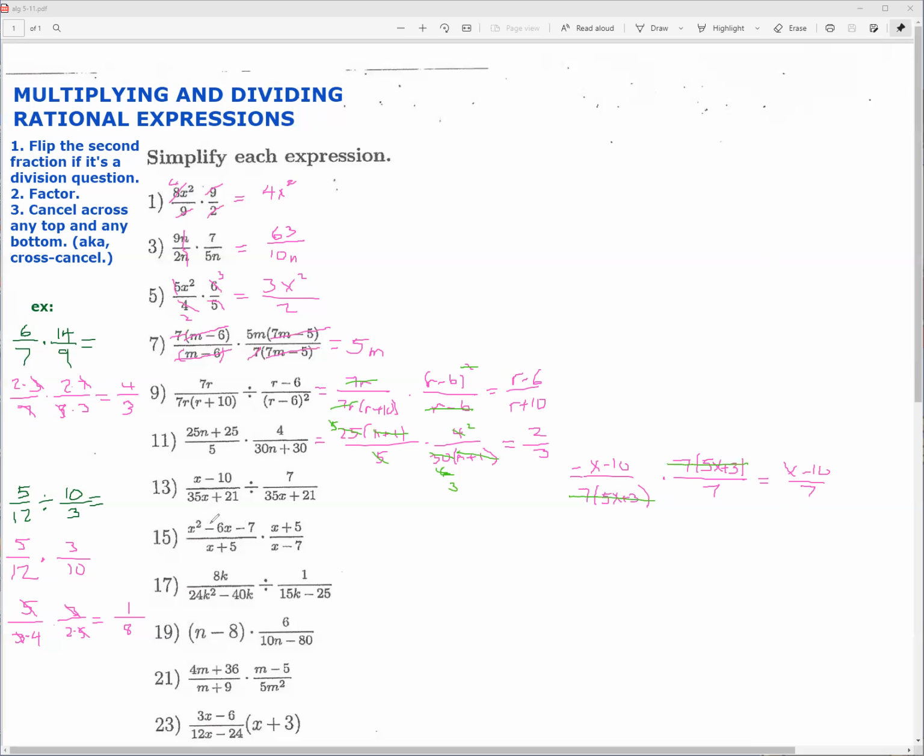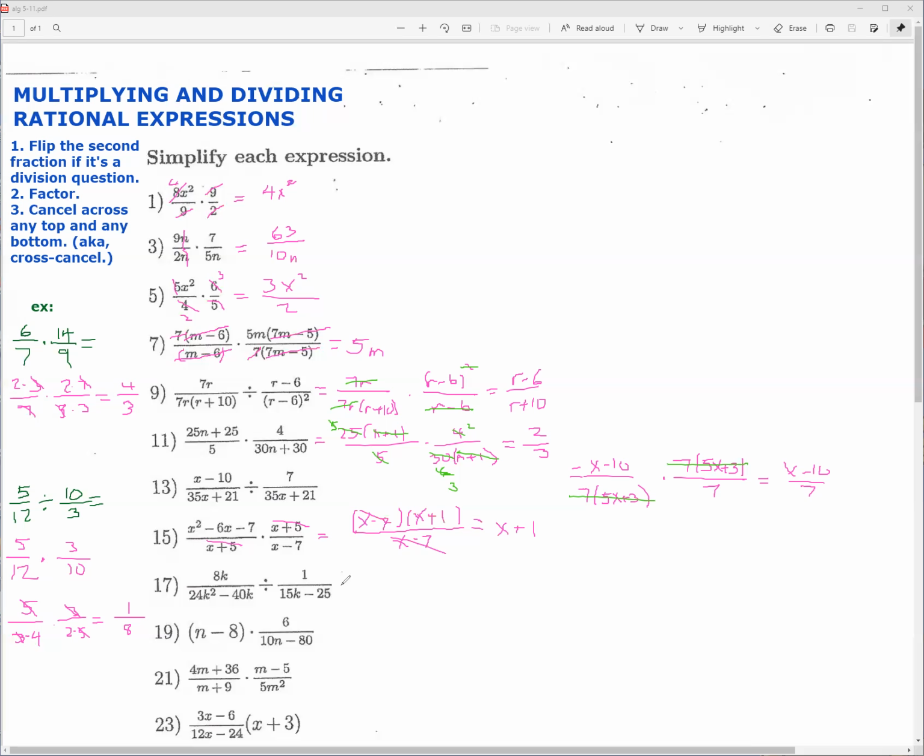However, we do need to factor this quadratic up here, the unfoiling variety of factoring. I'm going to cancel the x plus 5s while I'm at it. So we have whatever this is over x minus 7, because everything else is gone. And whatever this is multiplies to -7 and adds to -6 is a -7 and a +1. So those cancel, and we're left with just x plus 1.